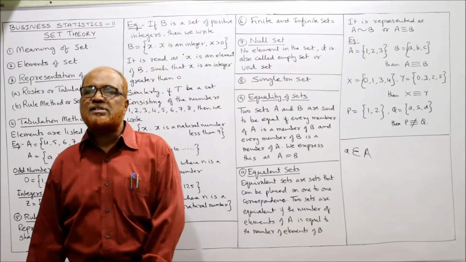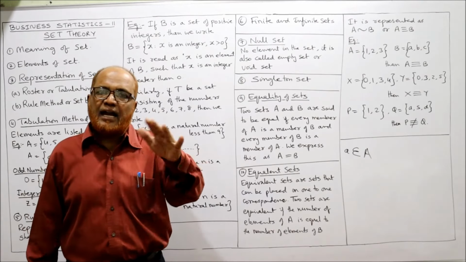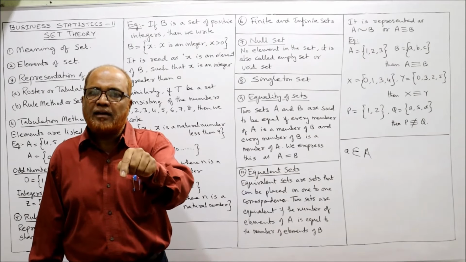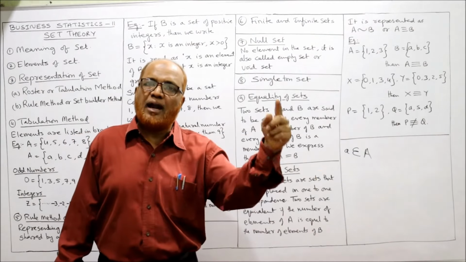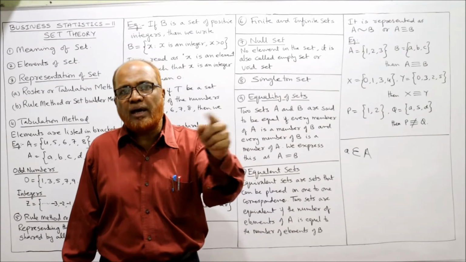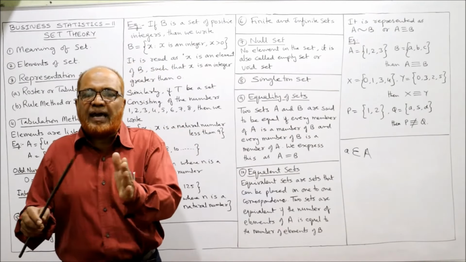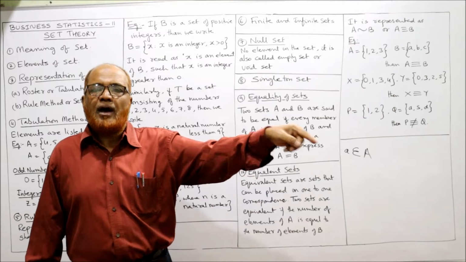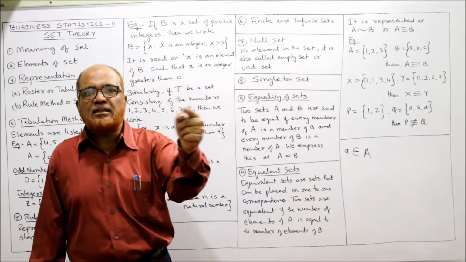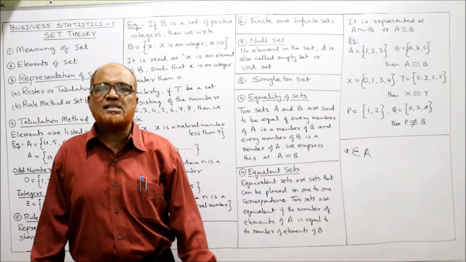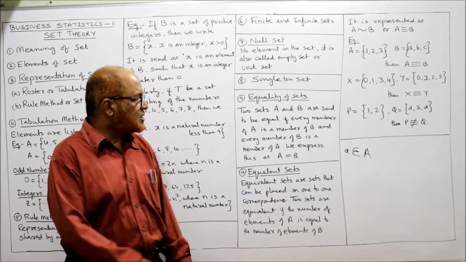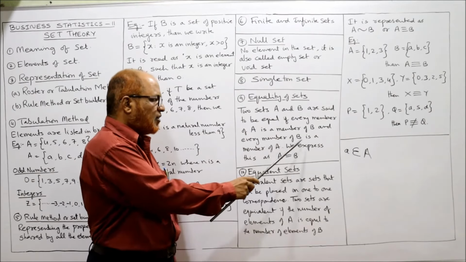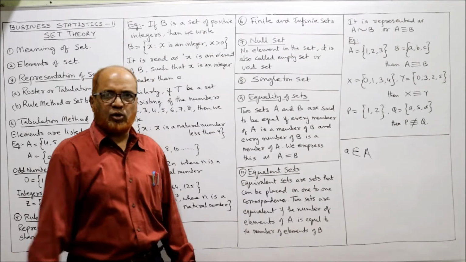Now, equality of sets. Two sets A and B are said to be equal if every member of A is also a member of B, and every member of B is also a member of A. That means whatever elements are there in set A, exactly the same elements are there in set B, and whatever elements are in set B are there in set A. That means both the sets are equal. We can express it as A is equal to B.